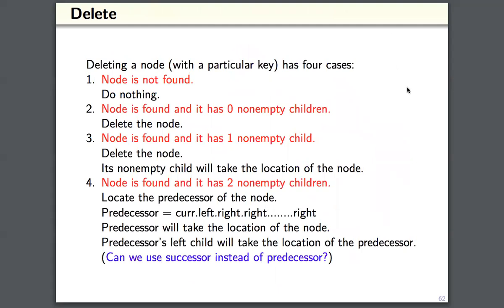See, there are different cases. You want to delete a node which has a particular key, the target key. There are multiple cases. What if the node is not found? What do you do? If the node is found, it has 0 non-empty children. What do you do? If the node is found, it has 1 non-empty child. What do you do? If the node is found and it has 2 non-empty children, what do you do? There are 4 cases like this. So depending on these cases, the logic can be different.